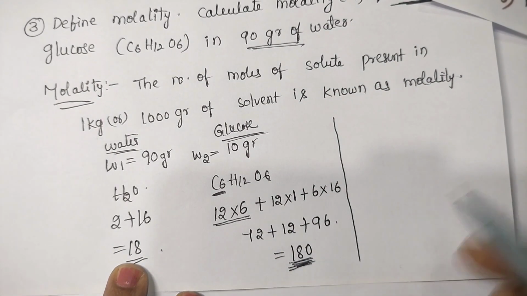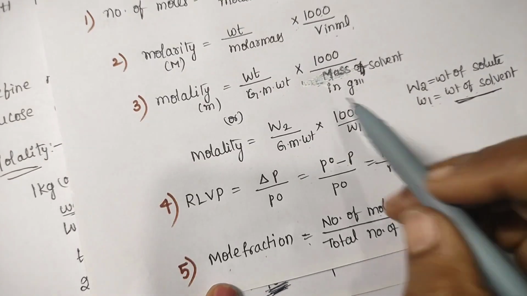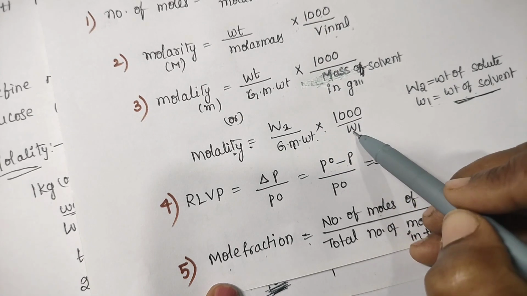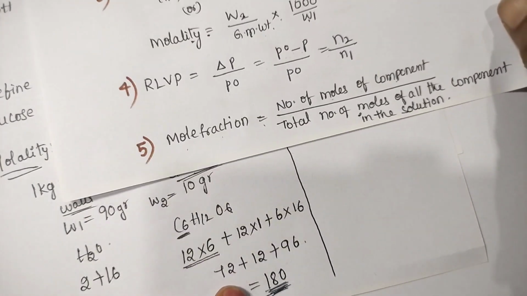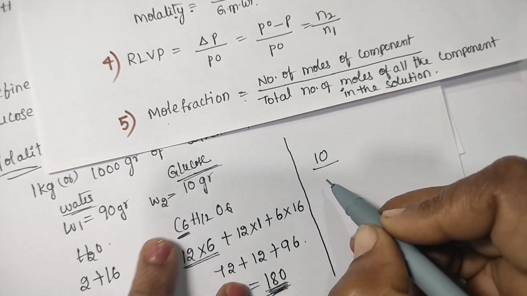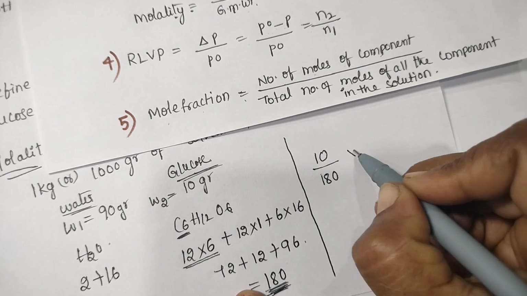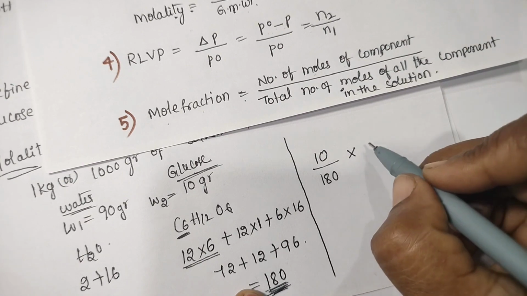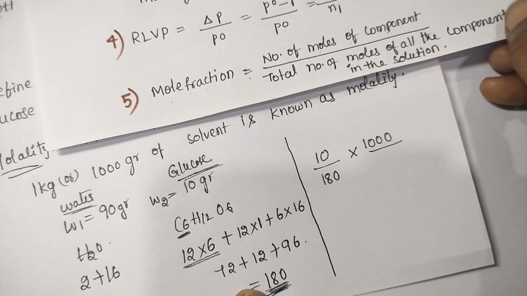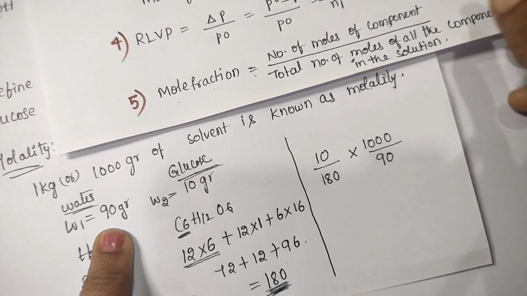Now in this formula, molality is equal to W2 by gram molecular weight into 1000 by W1. We apply this formula. In this, what is W2? That is 10 grams by the gram molecular weight. What is the gram molecular weight? 180 into 1000 by W1. What is the solvent weight? That is 90 grams.